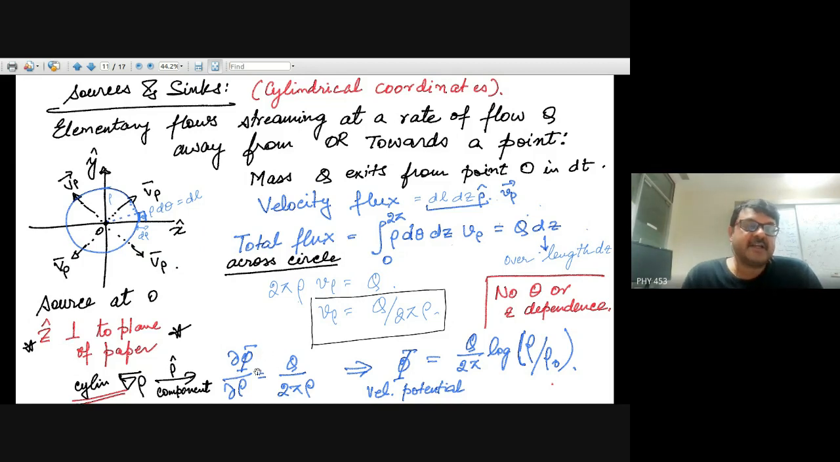Now, you know that the gradient of the velocity potential is the v rho, right? And here we have velocity, flow only in the rho direction. So we just take the expression del phi del rho, the gradient in cylindrical coordinates, and that is equal to q by 2 pi rho. So the velocity potential becomes q by 2 pi log rho by rho 0, where rho 0 is some arbitrary constant. So this is the velocity potential.